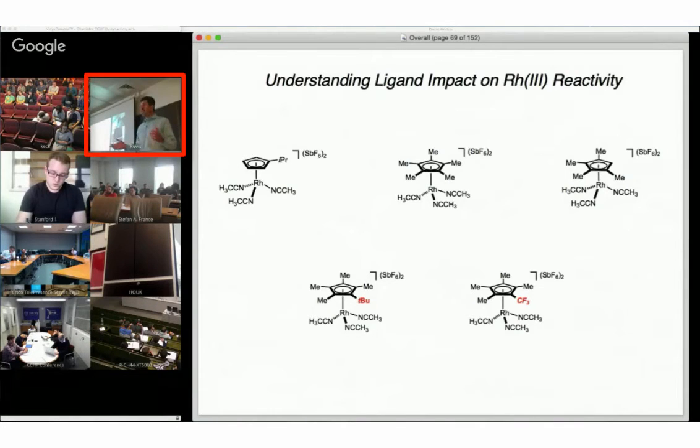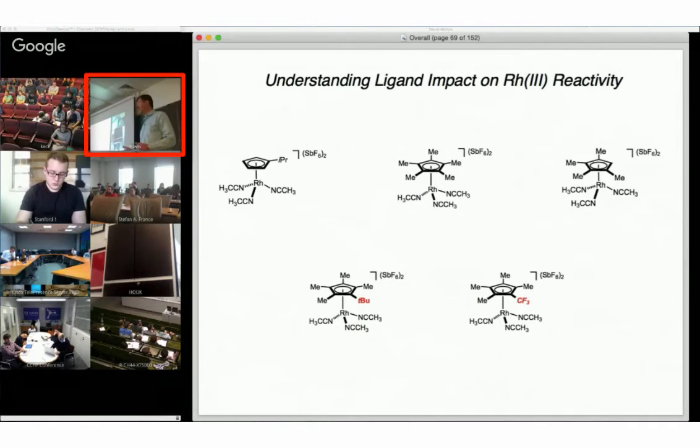All of these are, I would say, subtle differences, but result in very distinct differences in reactivity, efficiency, and yield, and sometimes selectivity. So we initiated a program to try to answer this question. Why are there these differences?